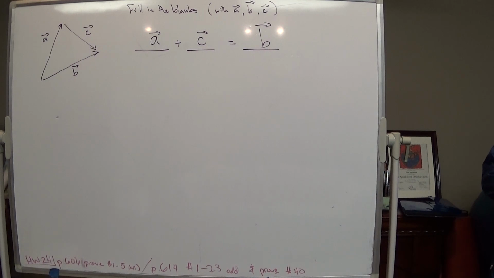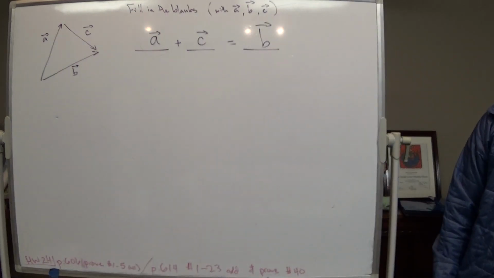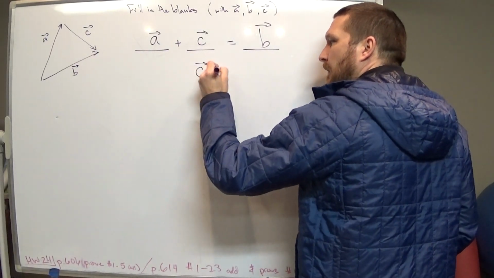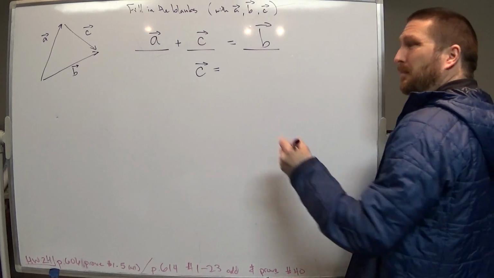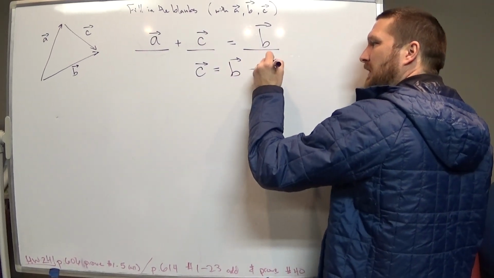So, let's get C by itself. C is equal to what? B minus A minus B. Is equal to what? B minus A. B minus A. Or, yeah, and negative A in this case, right?